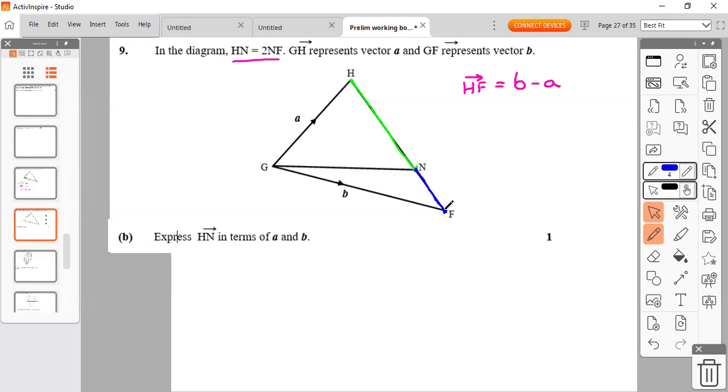GH represents vector A, GF represents vector B, so that's the same information we've got. Now we want to express HN in terms of A and B. We can express HN just going directly H to N, or we can express it by going H to G, which is vector A, or negative A, and then across like that. Or minus A plus B, plus the distance NF.